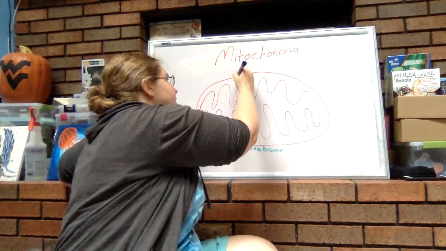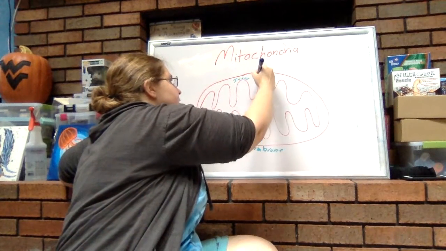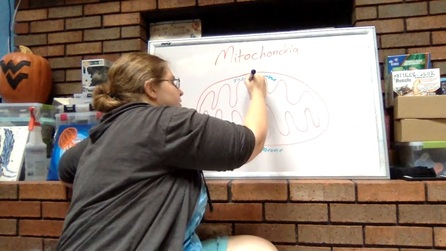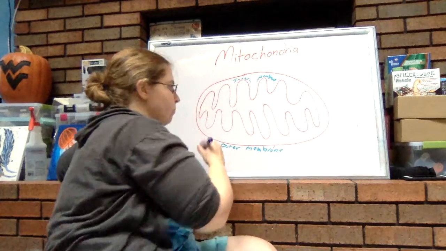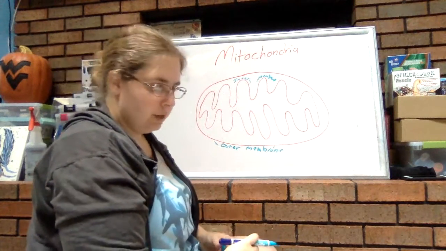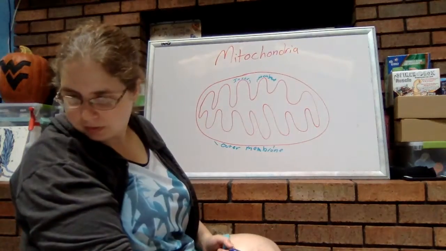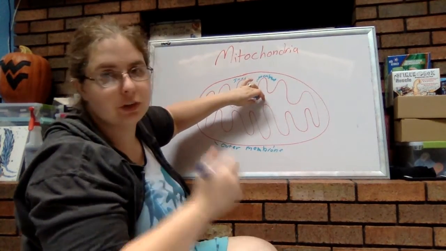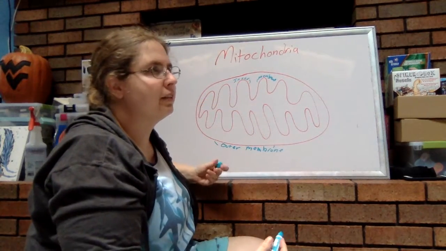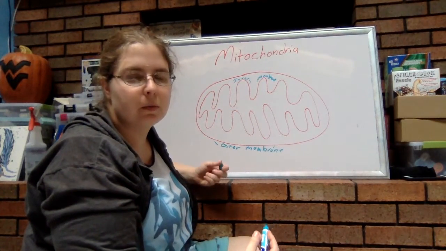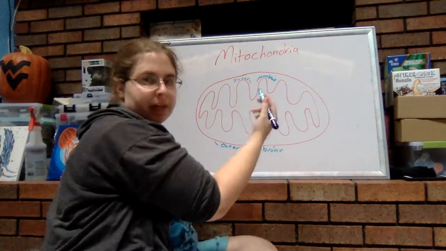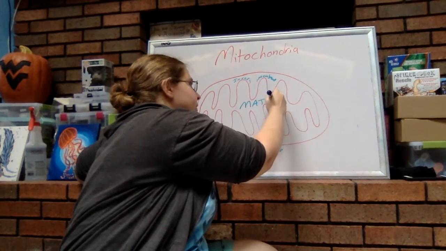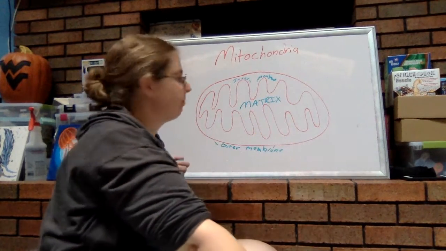Now the different parts of it, we have the outer membrane, and then we have our inner membrane. The inside of the mitochondria is filled with this particular kind of gel-like liquid, which we call the mitochondrial matrix, or just the matrix. Not to be confused with the Keanu Reeves movies.